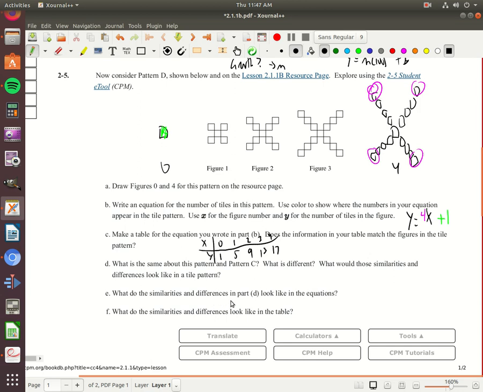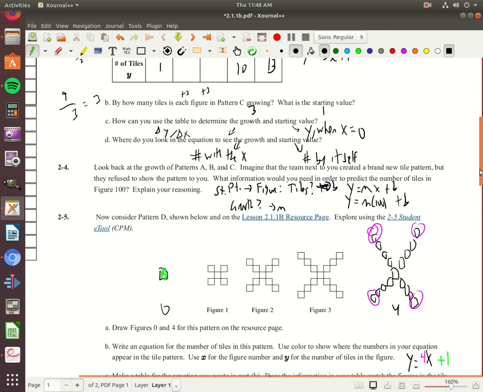What do the similarities and differences in part D look like in the equations? Well, again, one is y equals 3x plus 1, and the other is y equals 4x plus 1. So the difference would be right here. There's 1 extra growing. And what do the similarities and differences look like in the table? The similarities would be that the y-intercept's the same, and the differences would be the slope.